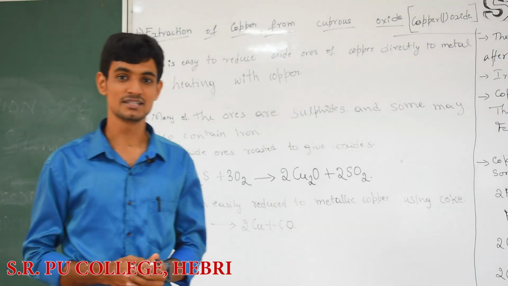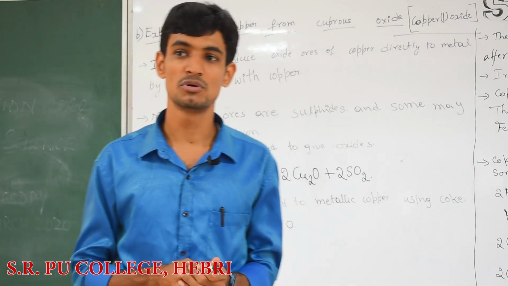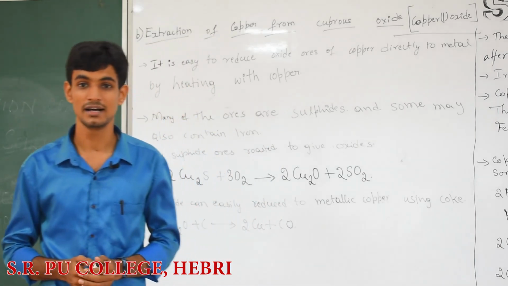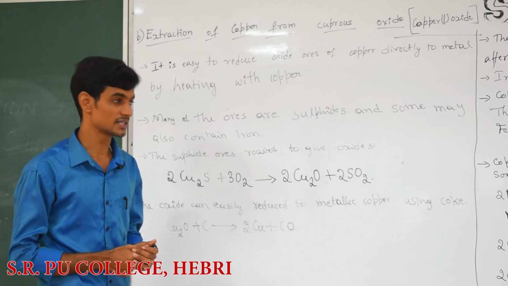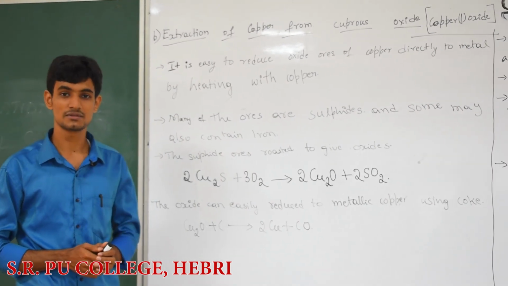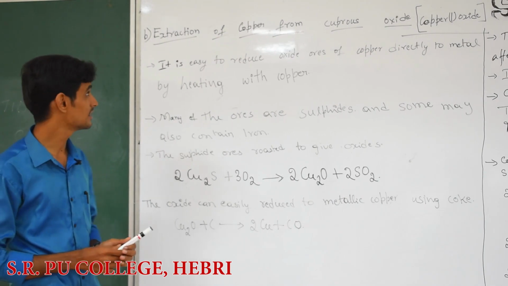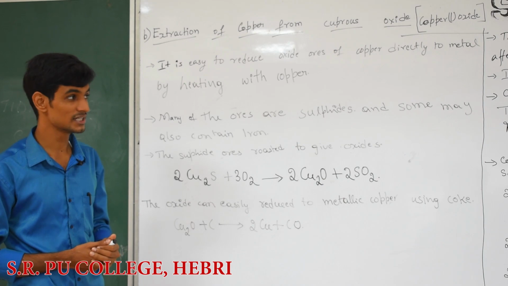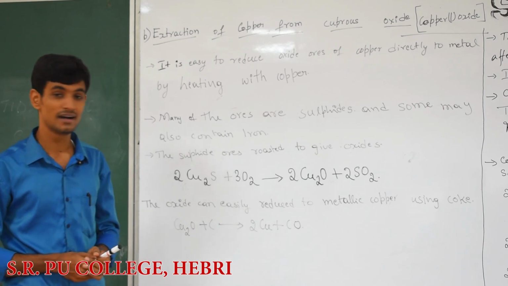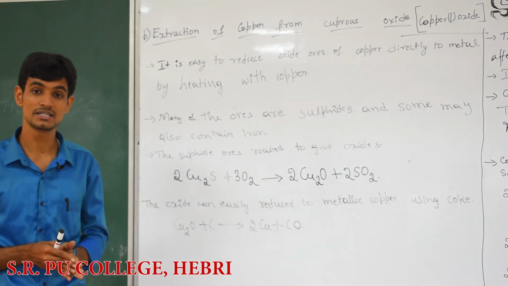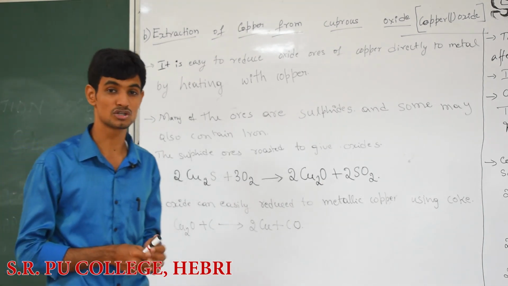Okay, welcome back students. In the last video I explained one application of the Ellingham diagram, that is the extraction of iron from iron oxide. So in this video we will discuss two more applications of the Ellingham diagram. One is the extraction of copper from its oxide, that is cuprous oxide, and the other is the extraction of zinc from its oxide, that is zinc oxide.